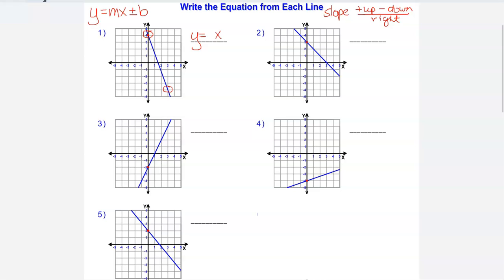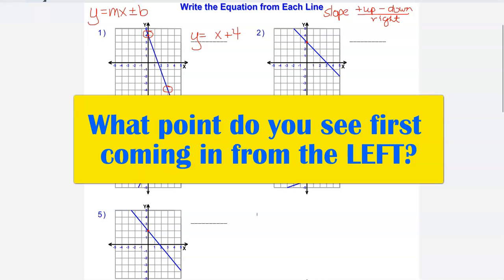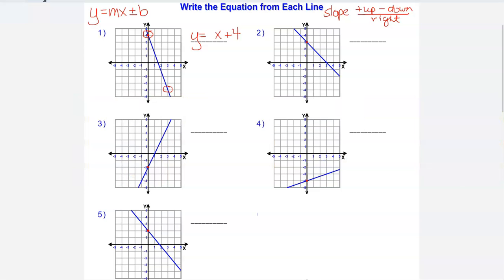I like to do my b first. This one crosses the y-intercept at positive 4. And then I will go find my slope. Come in from the left and hit the first point that you see. And then from there, we are going to determine if we are going to go up or down to get to the other point. If I am at the 4, I will be going down 1, 2, 3, 4, 5, 6, 7, 8. I will be going down 8, so that becomes a negative 8. I take a right-hand turn, and then I go over 1, 2, 3 blocks. So we now have our equation of y equals negative 8 over 3x plus 4.